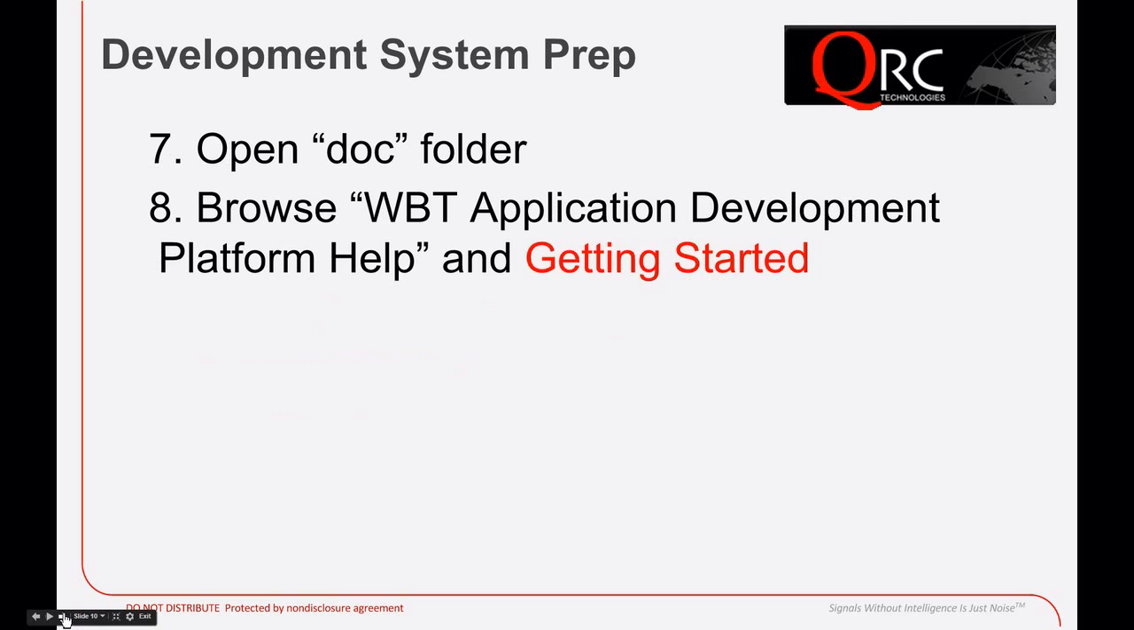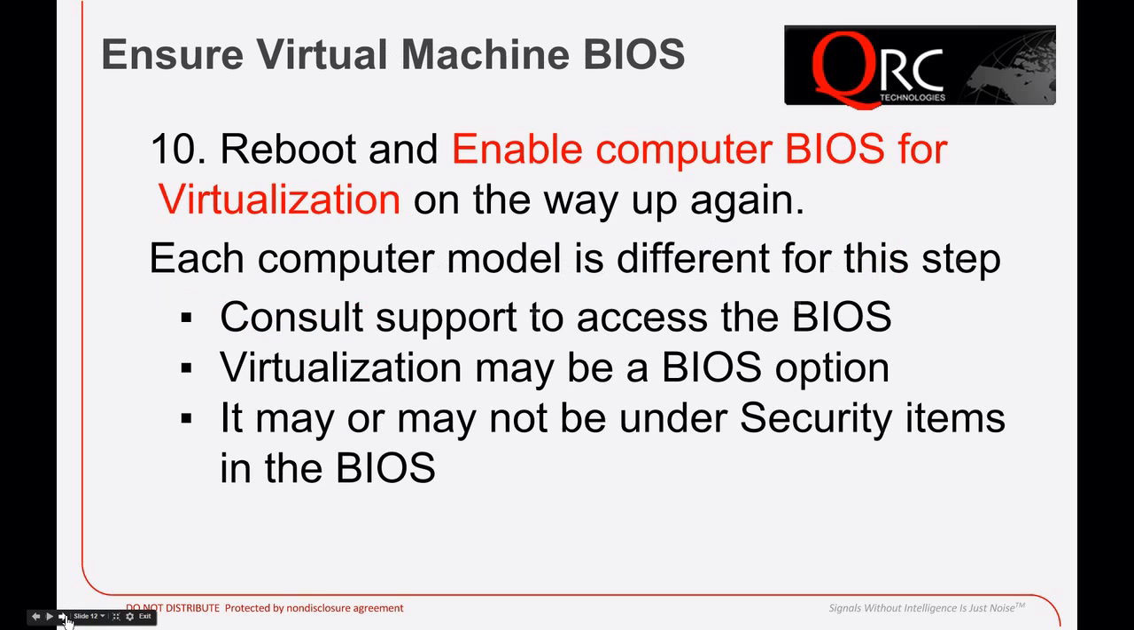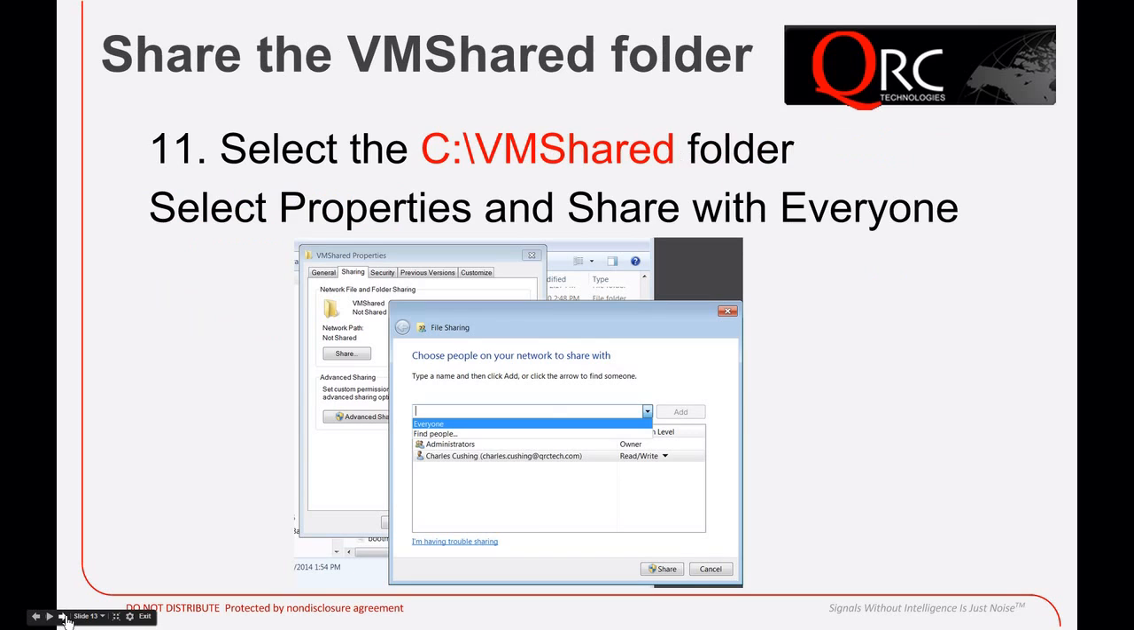Similar instructions follow for the rest of this slideshow. Open the doc folder and you'll find the website page for documentation called WBT Application Getting Started. Then you want to download Oracle's VirtualBox and place the VirtualBox download in the VMShared folder. Run that installer as the administrator and take the default options through the installer, always trusting the default installation from Oracle. Reboot your computer and enable the computer BIOS for virtualization when it comes back up again. Each computer can do this differently. You might not even need to do it, but you might find the BIOS options under the security items in the BIOS menu.